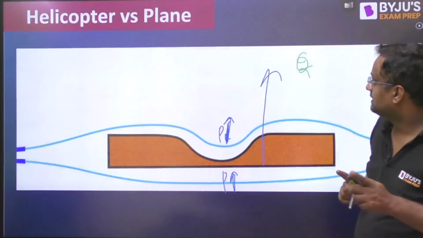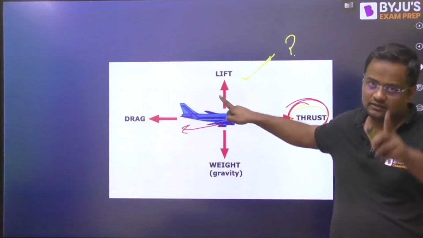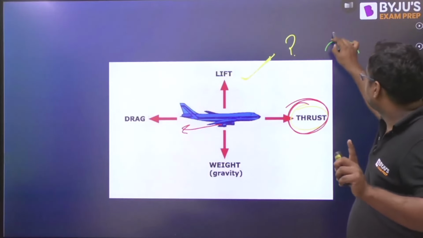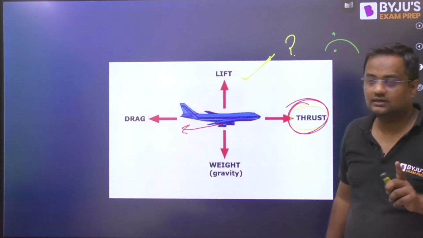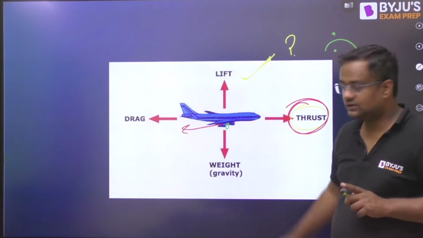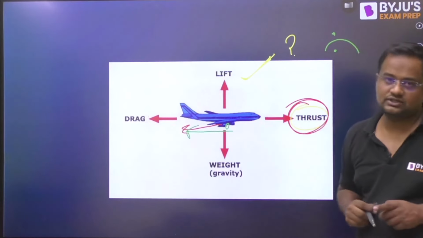Okay, now I told you two things. Two things are required. One is lift, I told you from that concept. Okay, pressure outside, pressure inside. And the other is thrust, which is provided by the engine. Here is the engine from where air is sucked in and pushed backward, so the Newton reaction will be forward.